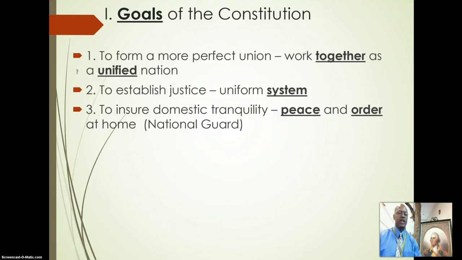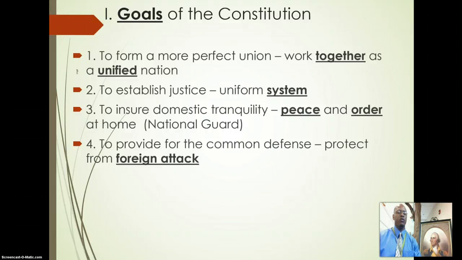Here we have things such as the National Guard. Under the Constitution, we can now raise money for a standing army so that we can have peace within our borders and also to defend and protect ourselves. The fourth goal was to provide for a common defense. Again, this is coming back to protect us from foreign attack.